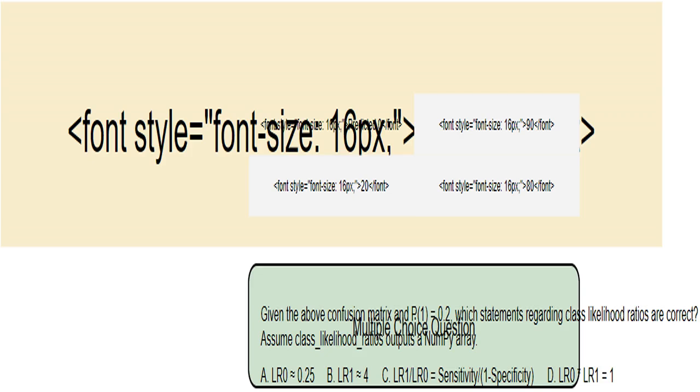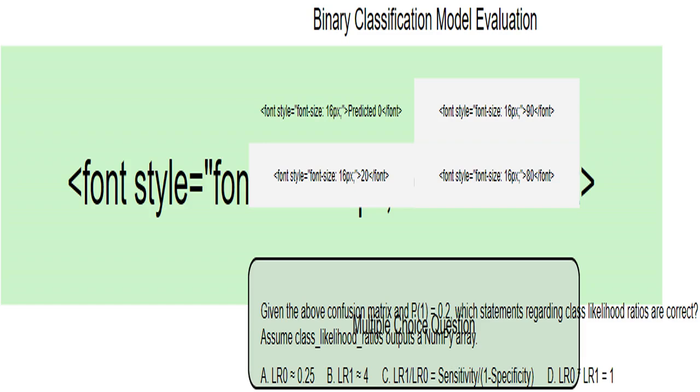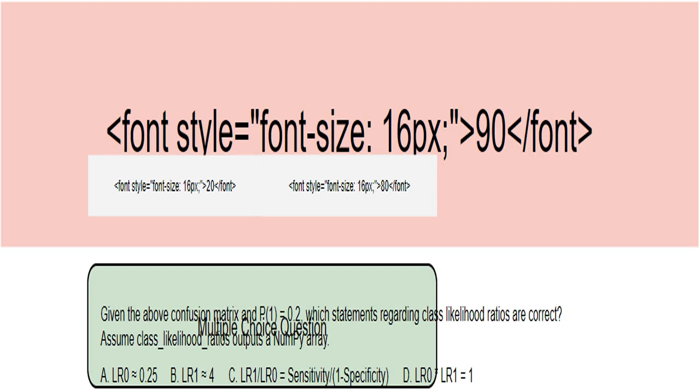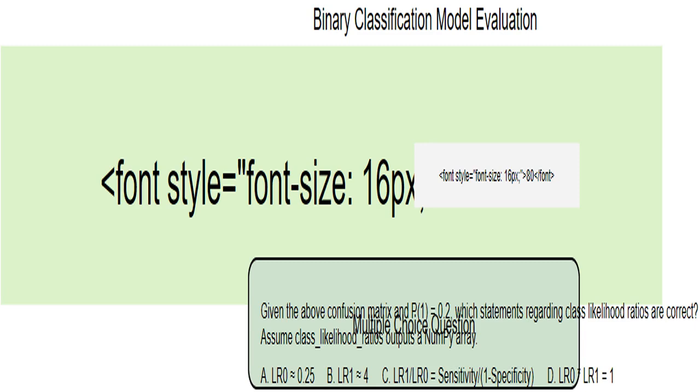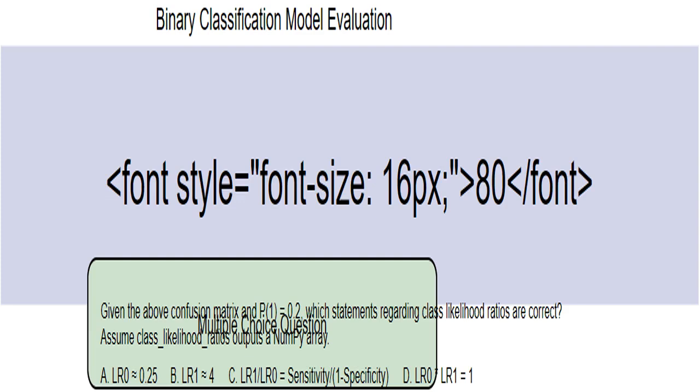This row shows the actual class labels for instances that truly belong to class 0. This row shows the actual class labels for instances that truly belong to class 1. This is the number of true negatives, instances correctly classified as class 0. This is the number of false positives, instances incorrectly classified as class 1. This is the number of false negatives, instances incorrectly classified as class 0. This is the number of true positives, instances correctly classified as class 1.